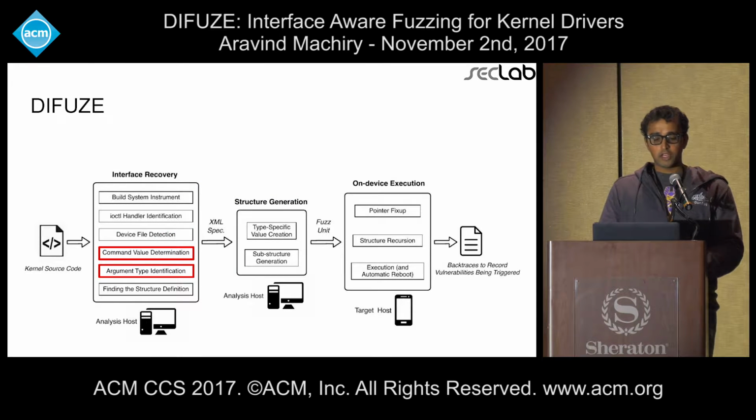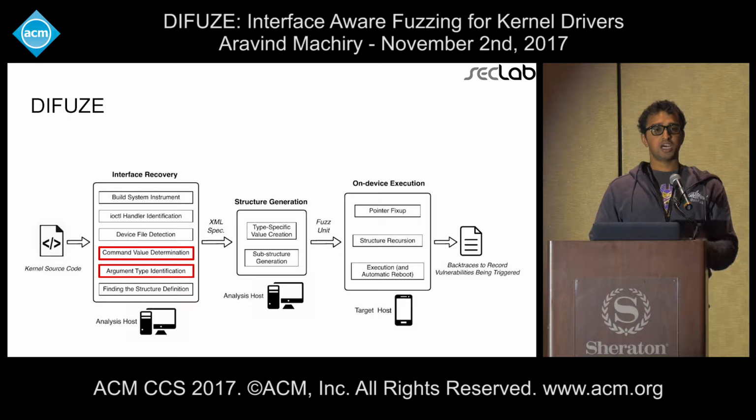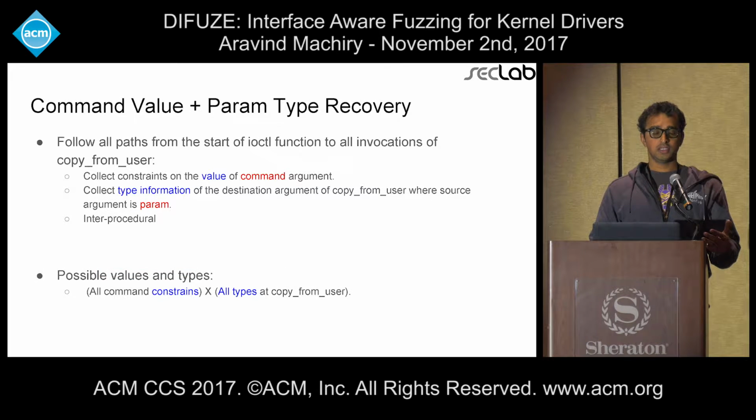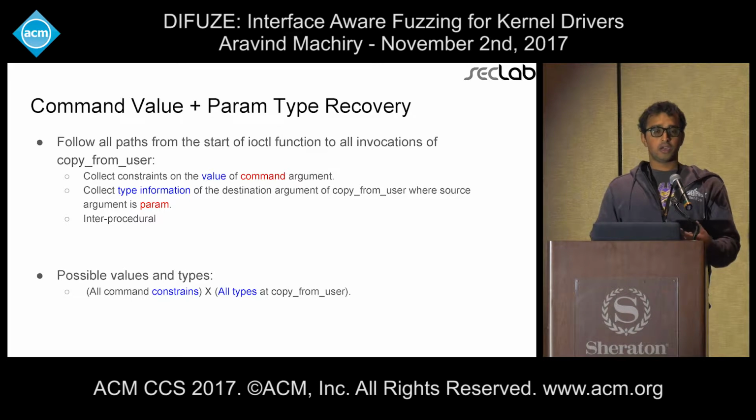Next is the command value determination and argument type identification. Here, we do a path-sensitive interprocedural analysis where we start from the entry of the ioctl function and traverse all the paths that can lead to the copy_from_user function call. Along all the paths, we collect the constraints on the command value. And at the end, when we reach copy_from_user, we compute all the possible types for the destination argument.